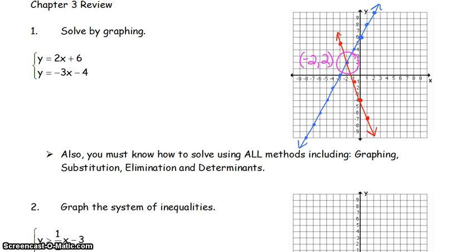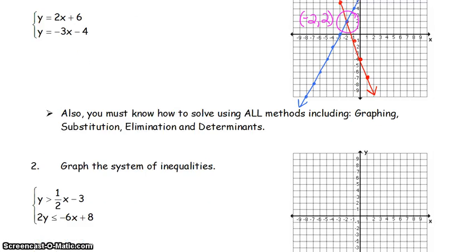For your test, you must know how to solve by graphing by hand, substitution, elimination, and determinants. You have to know all of those methods for your test. I will ask you to use each of those methods.